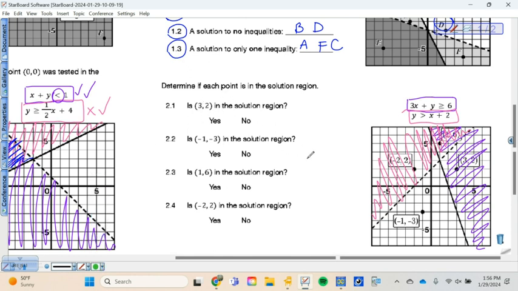Is 3, 2 in the solution region? No. So only in the purple area. It's not in that overlapping area, so no. What about -1, -3? No, that's in the white part. It's not any solution at all. What about 1, 6? Yeah, that one's good because it's in this overlapping section. And what about -2, 2? No, it's in the pink area. All right. Okay, flip over to the other side, please.